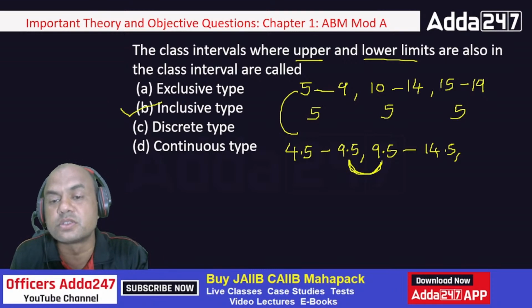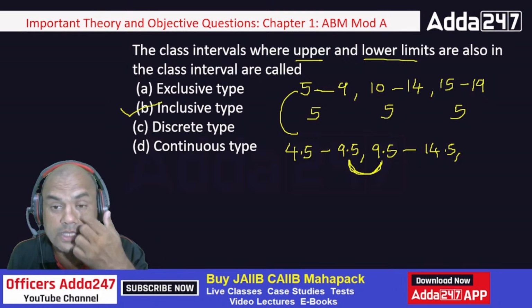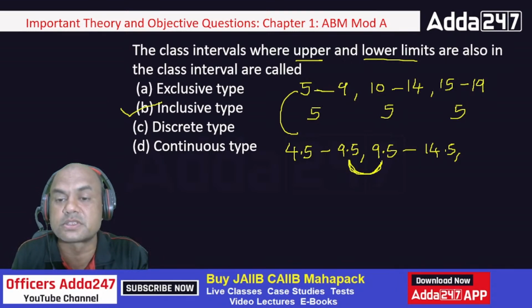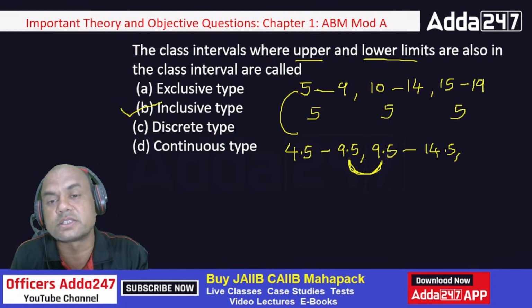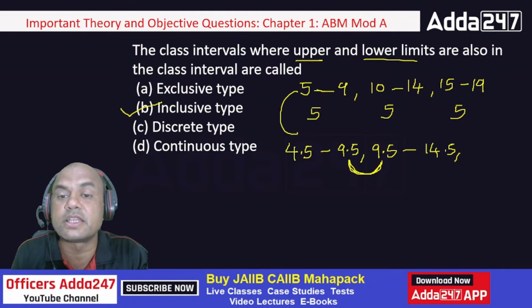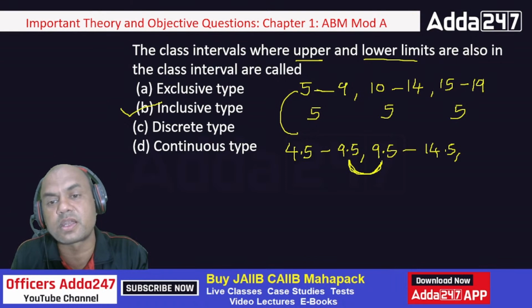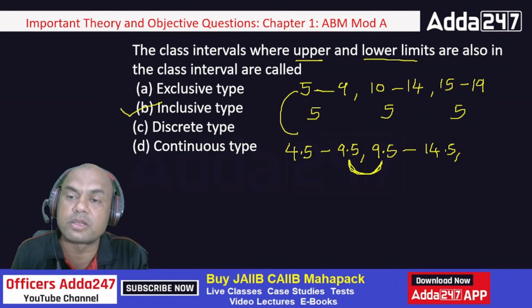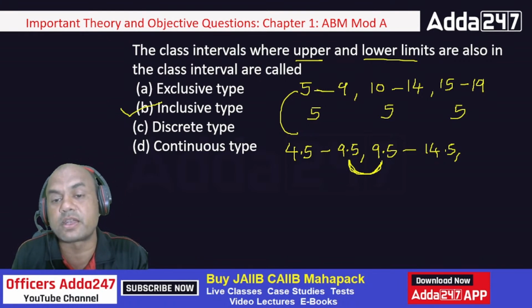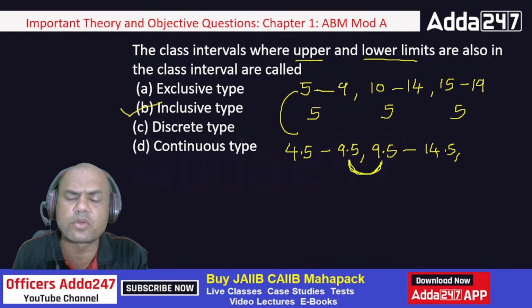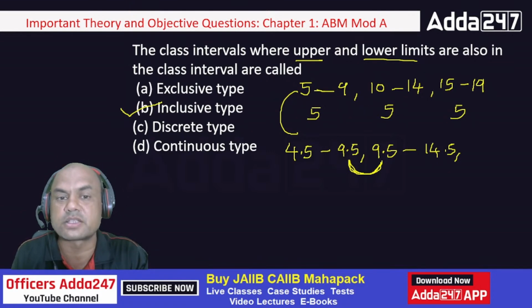So the important part is that this becomes common now. In exclusive type, the last number and the first number of the consecutive classes are always the same, whereas in inclusive type, they are different. Look at this, 9 and 10. Where the upper and the lower limits are included in the class interval, it's called inclusive type. And where they are excluded, it's called exclusive.